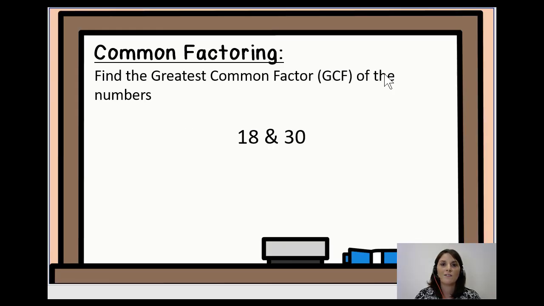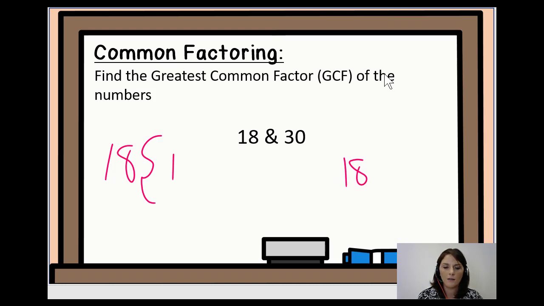Okay, let's go ahead and look at finding the greatest common factor between two numbers. So we're going to start by just making a list of the common factors for the numbers 18 and 30. So for 18, we have 1 and 18. We have 2 and 9. Three and 6. And that's it.